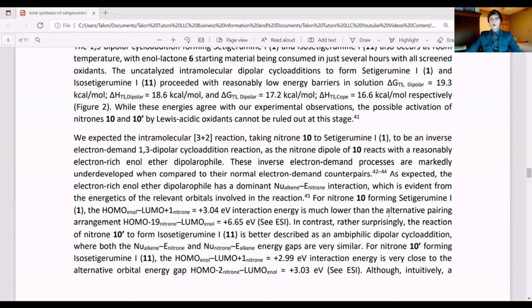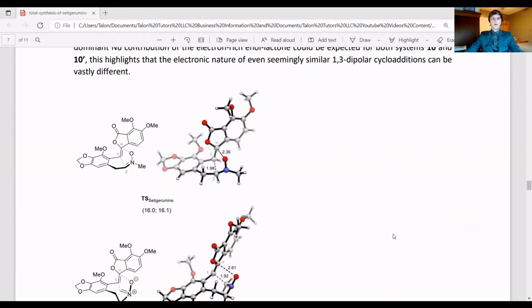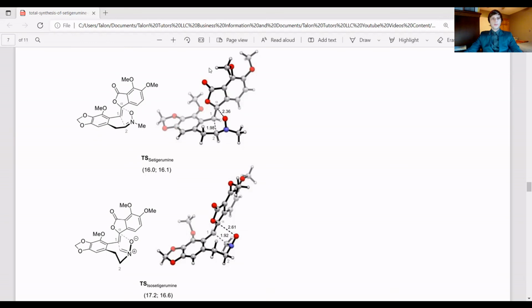And we see that when we form Setigerumine I, as they say here for the nitrone, the HOMO enol to LUMO+1 nitrone is plus 3.04 electron volts interaction energy, which is lower than the ultimate pairing arrangement HOMO-1 nitrone to LUMO enol of plus 6.6 electron volts. Then they go to talk about the isosetigerumine, which is a compound that they isolated as a side product and it isn't observed in nature. And it has a much different reaction pathway described as an amphiphilic dipolar cycloaddition. I'm not going to get into that much, but it just shows that these very similar pathways can lead to much different results based on just small aspects of energetics.